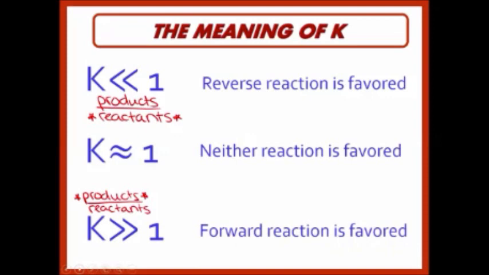So overall in this video, we have learned that the equilibrium constant is a measure of the extent of a reaction governed by thermodynamics, and the value of this equilibrium constant is determined by the law of mass action and indicates if the forward or reverse reaction is favored by a chemical system at equilibrium.